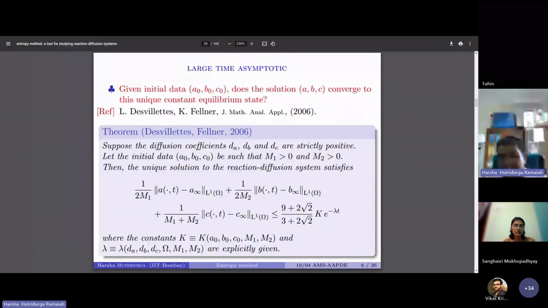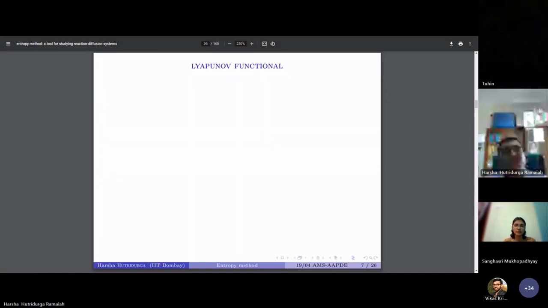It tells you that for strictly positive diffusion coefficients, and for any given initial data, your solution converges to these equilibrium states A infinity, B infinity, C infinity in L1. And the convergence is exponentially fast in time. So the idea of the proof of Desvillettes and Fellner is to go via a Lyapunov functional.